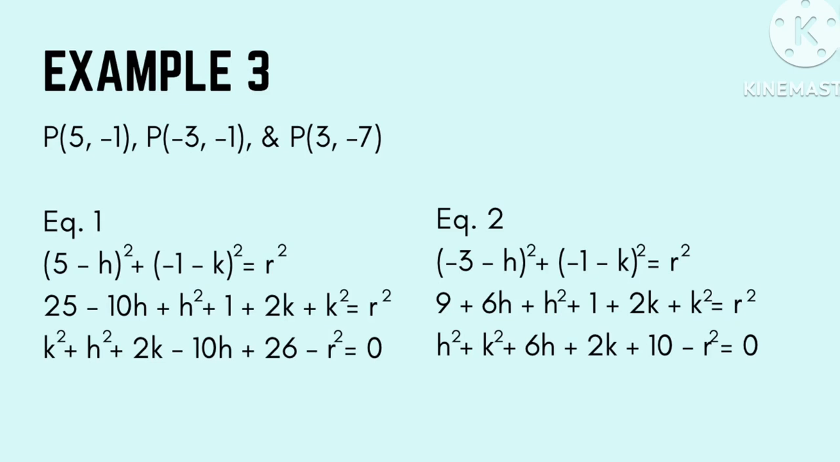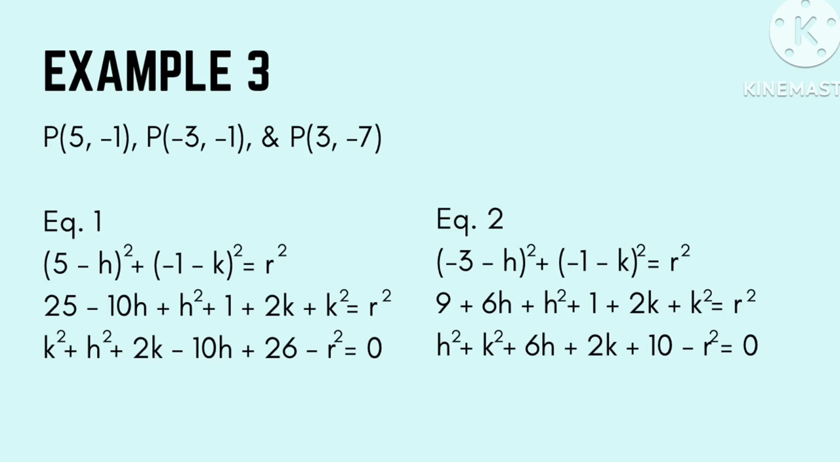For equation number 1, let's substitute 5 and negative 1 to our x and y, since it is a point. So we have (5 minus h) squared plus (negative 1 minus k) squared equals r squared. And once we simplify that, we'll have 25 minus 10h plus h squared plus 1 plus 2k plus k squared is equal to r squared. So we will have k squared plus h squared plus 2k minus 10h plus 26 minus r squared equals 0.